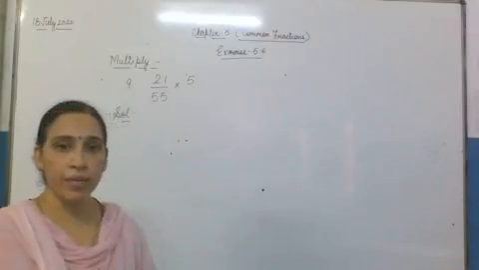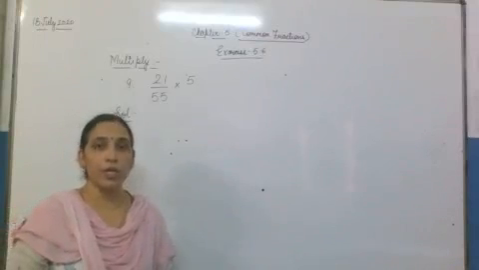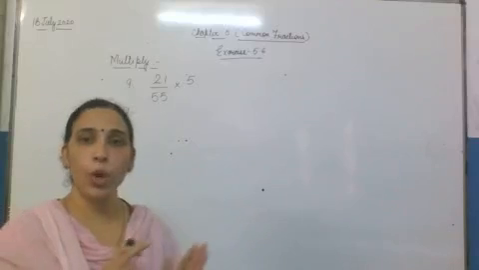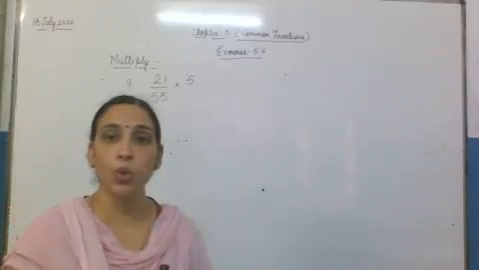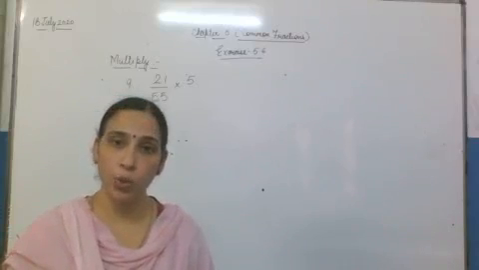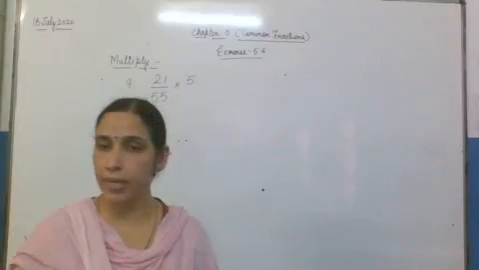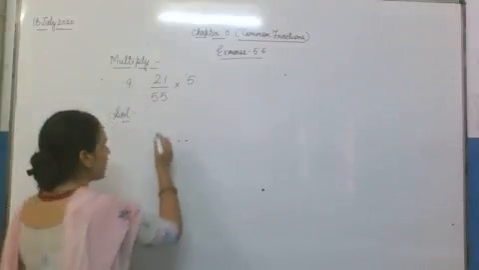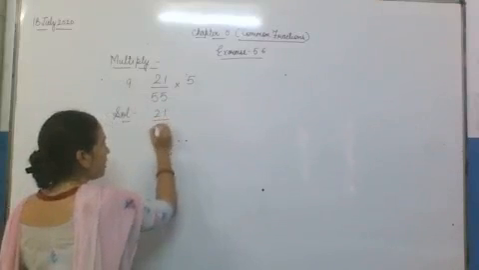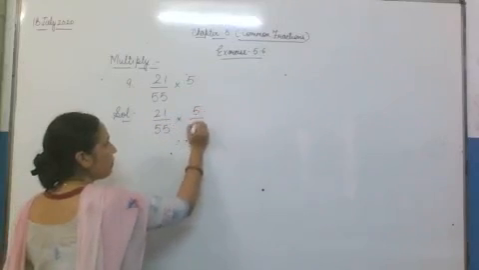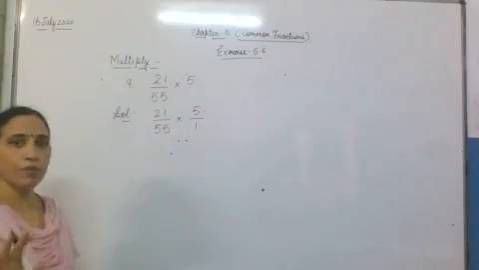So what is the first step? The first step is to write 1 in the denominator of the whole number, because a whole number doesn't have any denominator, and if we don't have any denominator in a question, you can write 1 in that place. That is your first step. We will write 21 by 55 multiply by 5 by 1.